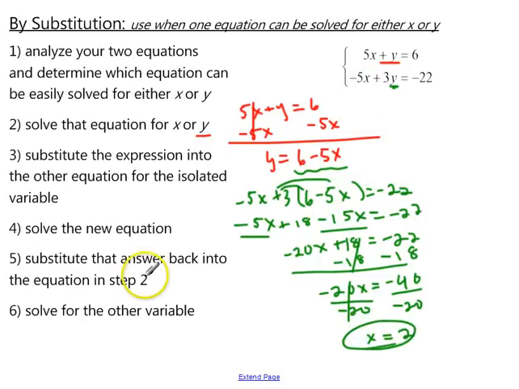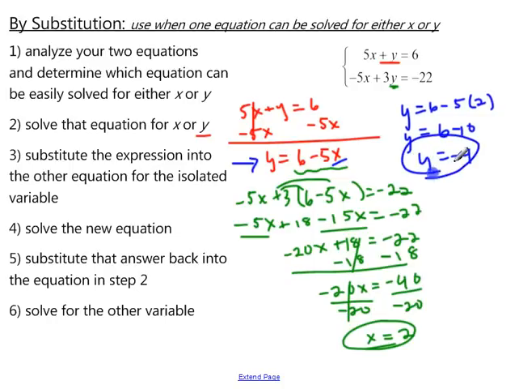Then we follow step 5, substitute that answer back into the equation in step 2. So this is our equation from step 2, and we want to take that value of 2 and substitute that in for x here. So y equals 6 minus 5 times 2. So y equals 6 minus 10, and y equals negative 4. So our final answer is going to be the coordinate point 2, negative 4. That is the solution to this system.